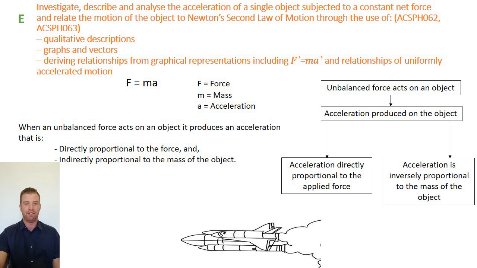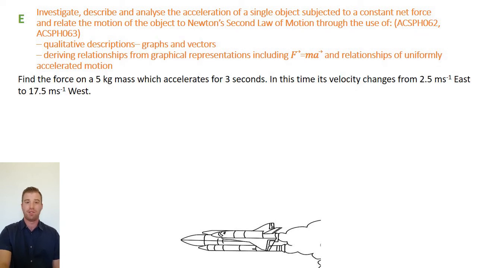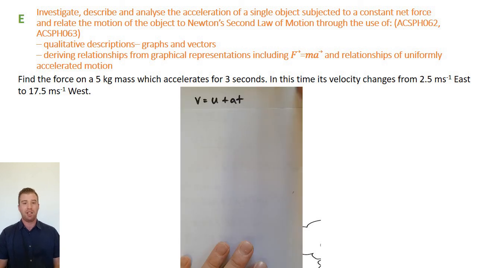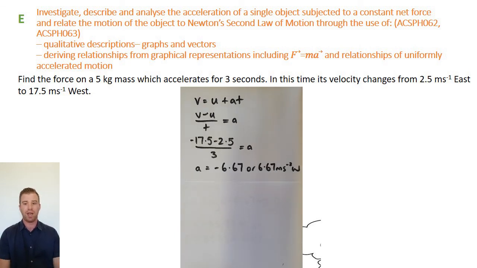Now let's have a look here at a few questions. So find the force on a 5 kilo mass which accelerates for 3 seconds. In this time, its velocity changes from 2.5 meters per second east to 17.5 meters per second west. So what equations can you possibly use? Now you would have recalled that v equals u plus at in our previous module, kinematics, and you need to rearrange to find a. So you got your top line as minus 17.5 minus 2.5 divided by 3, and I'll give the acceleration as 6.67 meters per second west.